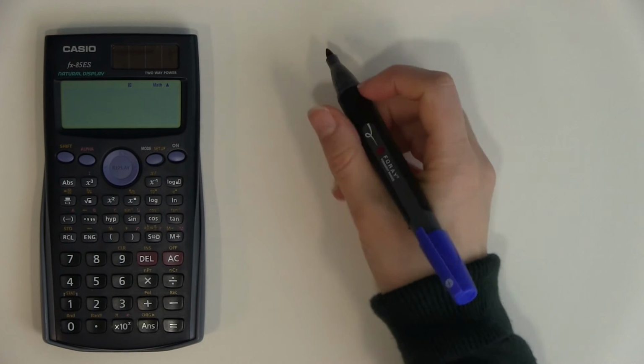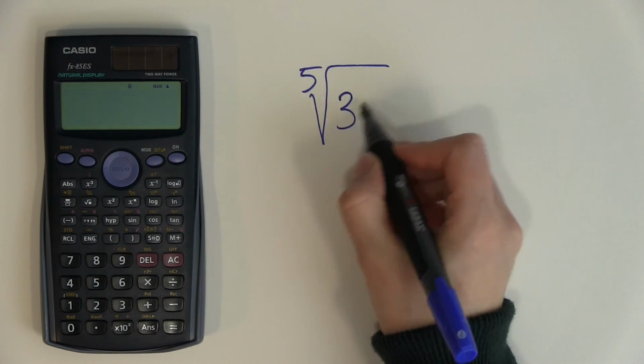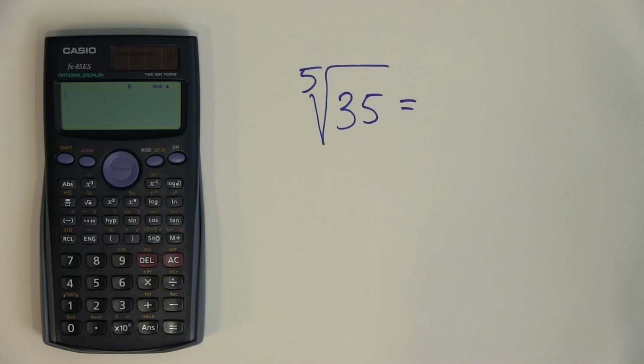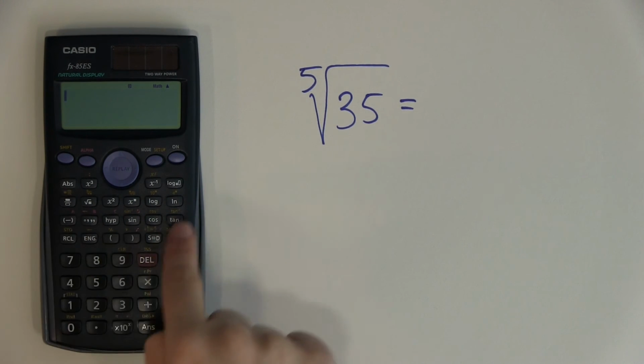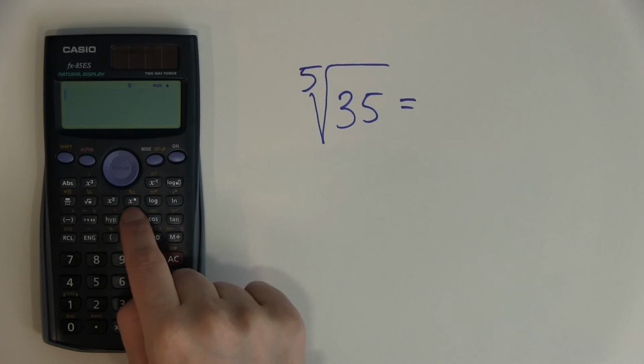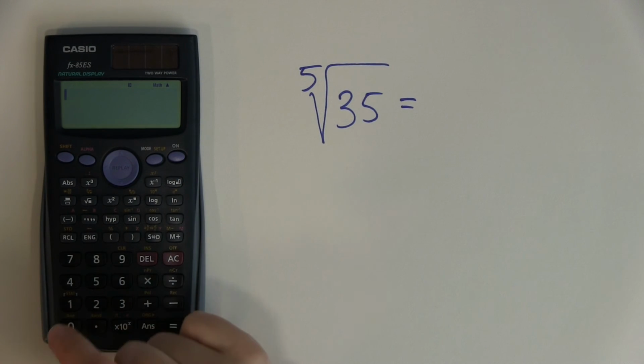For example, if I needed to calculate the 5th root of 35, what would that be? So again, I need to look for the button that gives me any root that I want. So looking again here, on top of the any power button, I can see that there is this funny looking root which does not have a number in front of the root. So that is the button which I can use to calculate any roots I want.